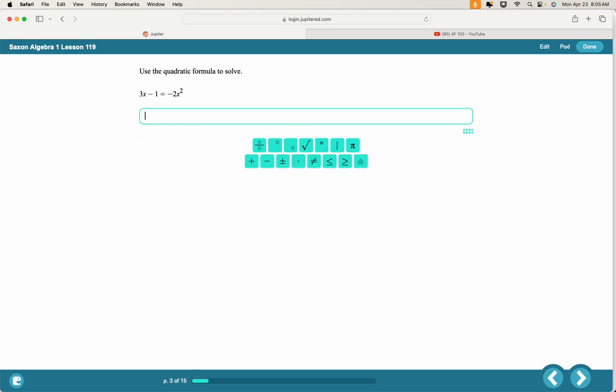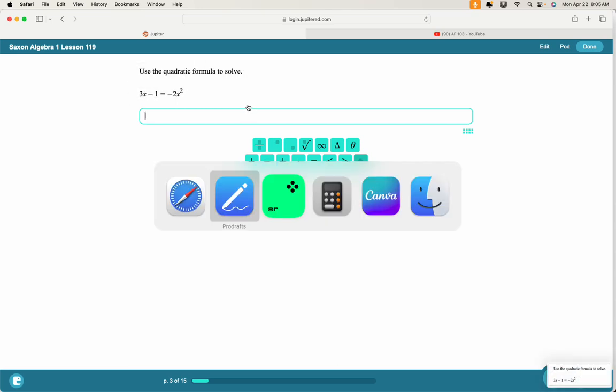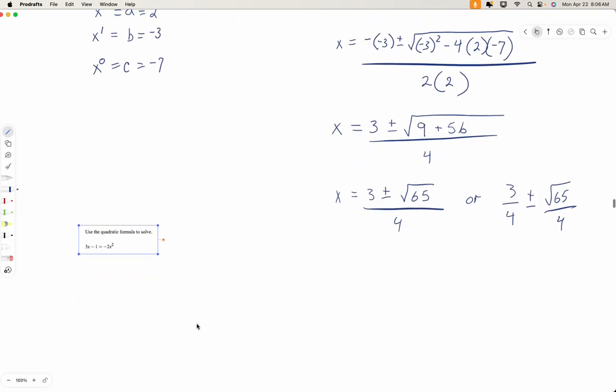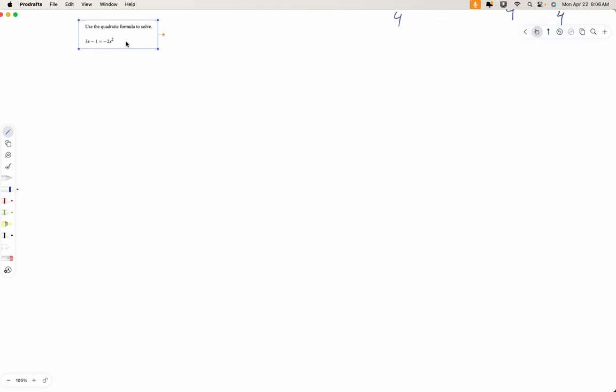Let's move on. So here we've got one that is not in the right format. So let's capture it and move it over. And I'm going to drag it in here. Let me move this up. And I moved it up too much. Let me grab it. Stretch it out. So what we have to do here is we have to put this in the right format in order to solve. So it means we've got to move this over to the other side.